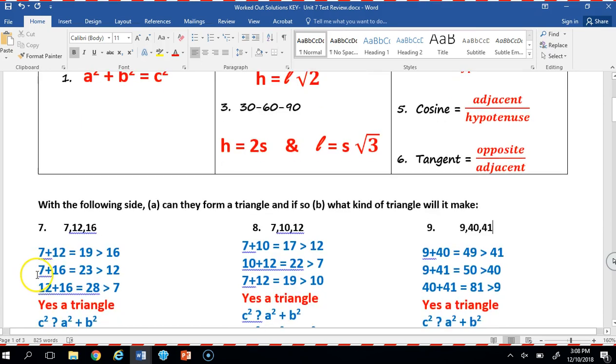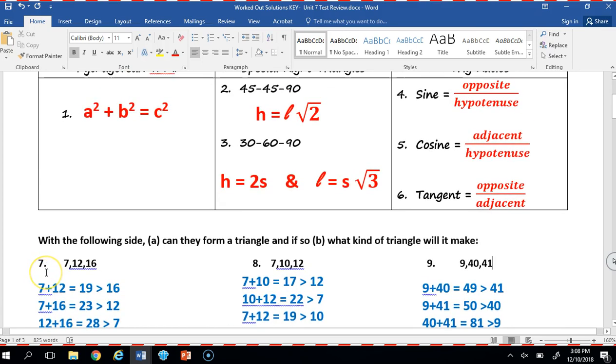So for the next set of problems, 7, 8, and 9, the very first thing we want to do is compare two sides to the third, and do this 3 times. We're going to add two sides together and compare it with a third. So 7 plus 12 equals 19. 19 is greater than 16. 7 plus 16 is 23, that's greater than 12. 12 plus 16 is 28, that's greater than 7. So we can make a triangle with those three sides. We could do that for all three of these, and that's the way we do it. So for all three of these, it is true that we can make a triangle.